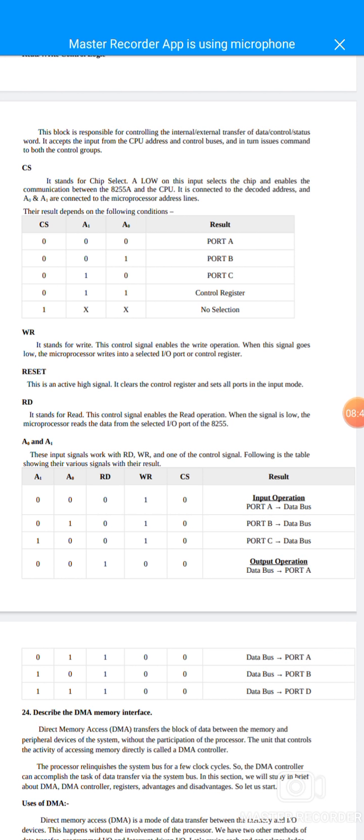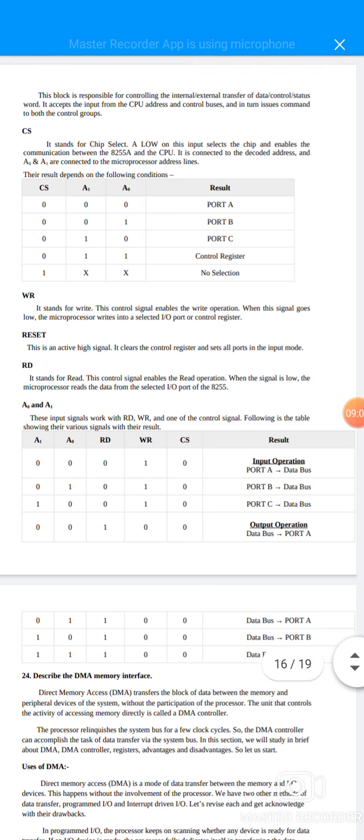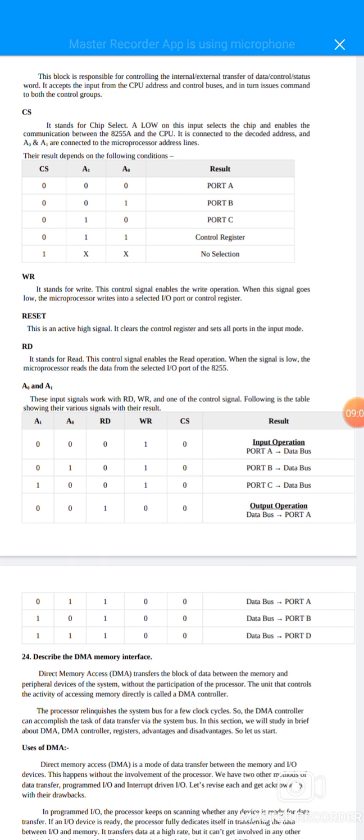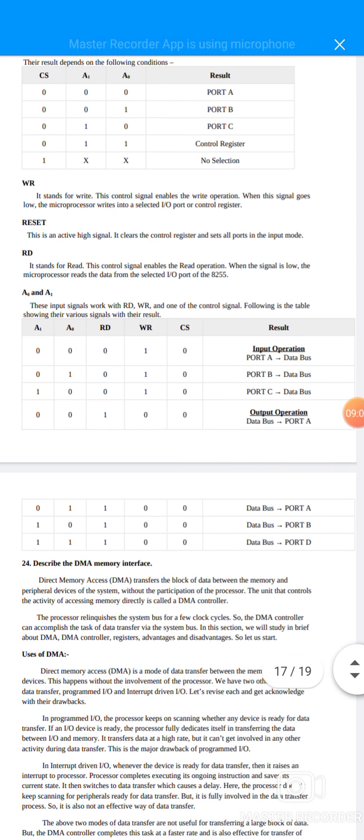Reset is an active high signal. It clears the control register and sets all ports to input mode. RD stands for read. This control signal enables the read operation when the signal is low. The microprocessor reads the data from the selected input output port of the 8255. A0 and A1, and then the read, write, CS result, this tabular column will be displayed on the screen.